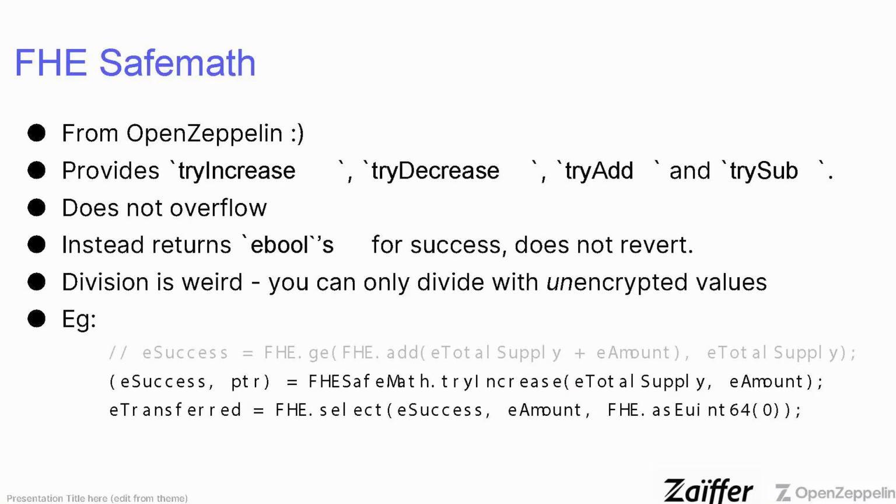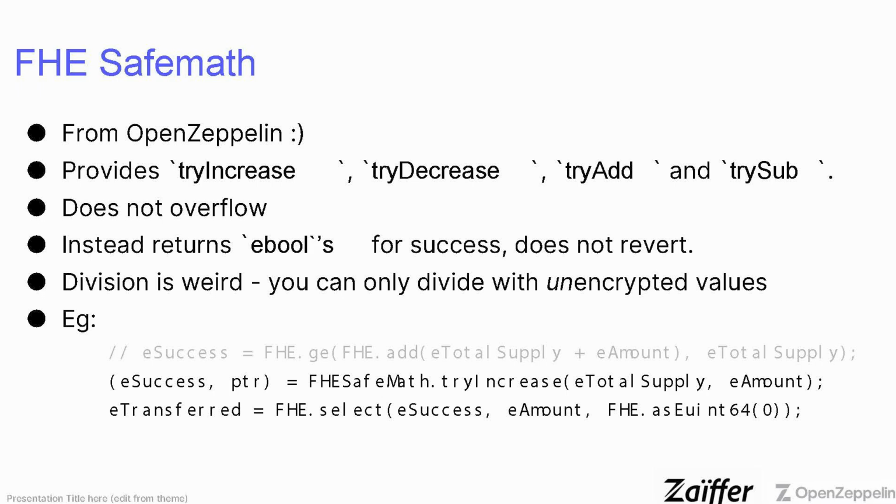Instead of reverting, they'll return some sort of type, and they'll return whether the addition or the subtraction was indeed successful or not. And it returns this as an encrypted type itself. Here, for instance, I've got a small example where, if I use SafeMath tryIncrease and it overflows, I'll get a reversion in Solidity. In FHE, it'll actually return me an encrypted Boolean that here I've called eSuccess.